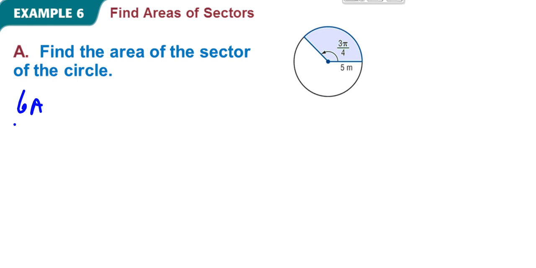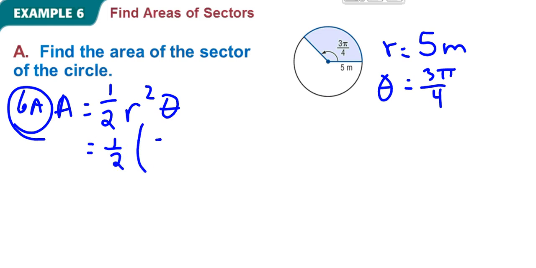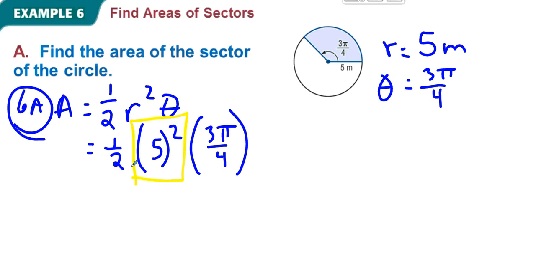So for 6a, we want to find the area of the sector there. Area is 1/2 r squared theta. So when we look at this picture, r is just 5 meters. Theta is 3 pi over 4. And so area is 1/2 times 5 squared times 3 pi over 4. And just a little reminder that we have to square that 5, please excuse my dear Aunt Sally order of operations. We want to square just that 5, don't do half of that or anything.